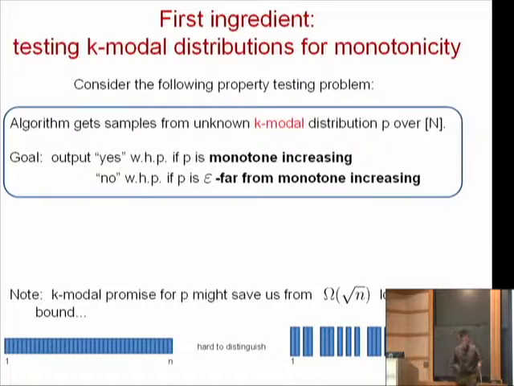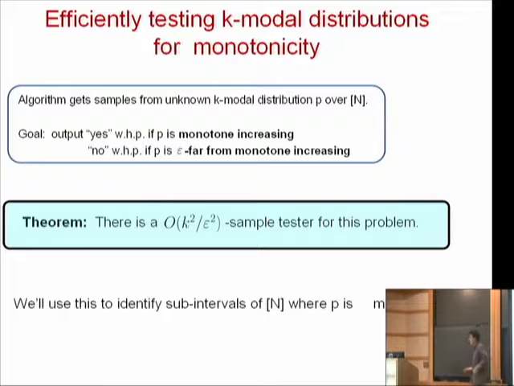But just for now, we'd like to have an algorithm for this testing problem, and it's conceivable we could have an efficient algorithm for it because of the promise that the distribution is k-modal. In fact, there is an efficient algorithm for this testing problem. I'll convince you of this in a couple slides, but I claim there's a k squared over epsilon squared sample algorithm for this testing problem, independent of n. So testing whether a k-modal distribution is monotone or far from monotone, we can do it with k squared over epsilon squared samples. It's actually a super simple algorithm too.